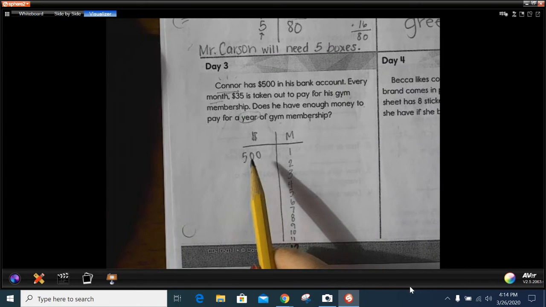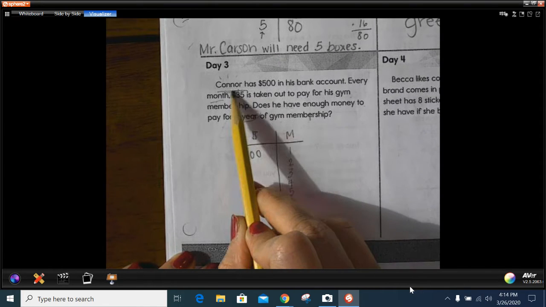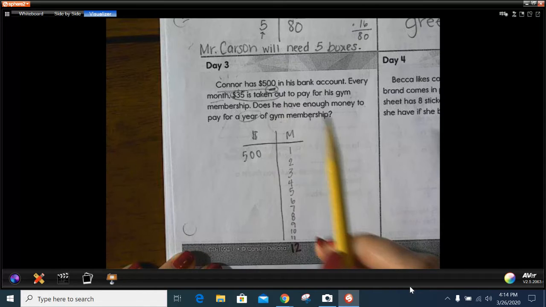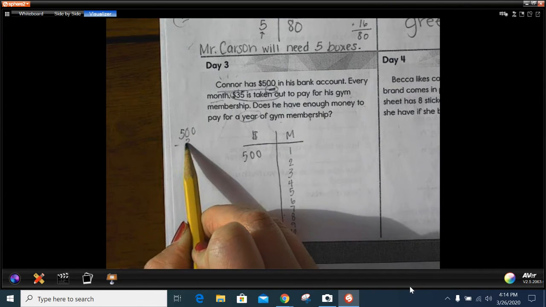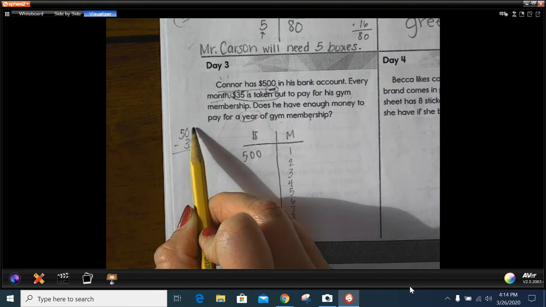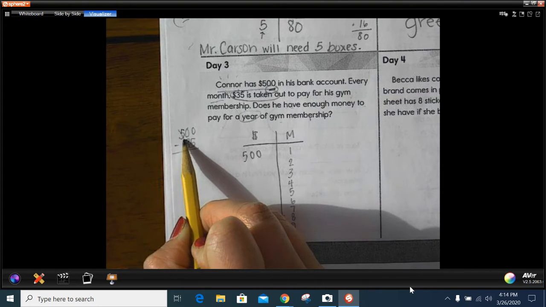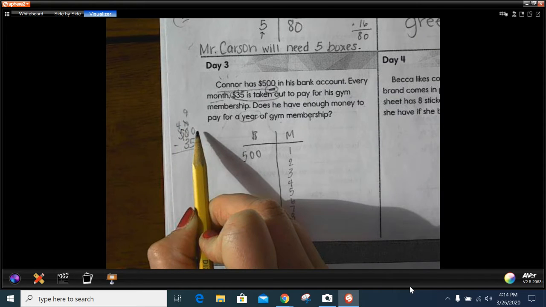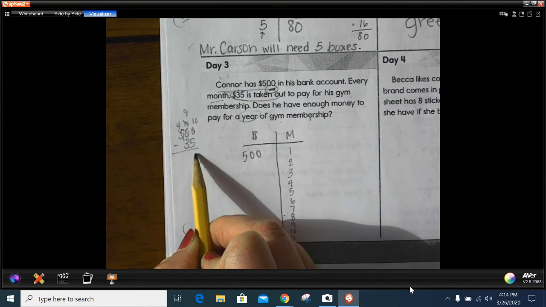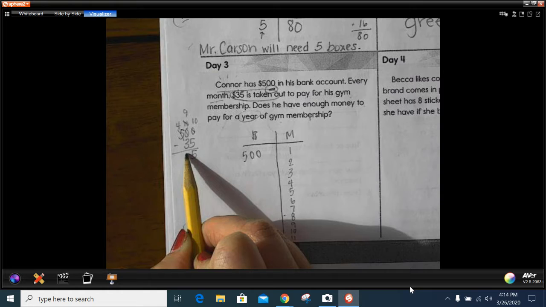We start with this much money. Every single month, $35 is taken out. So that means it's subtracted from there, okay? So honestly, you gotta do the work, people. Put it on the side of your paper. Can't do that, can't do that. We'll come over here. Okay, now we can borrow. That'll become 9. This will become 10. 10 minus 5, 5. 9 minus 3, 6.